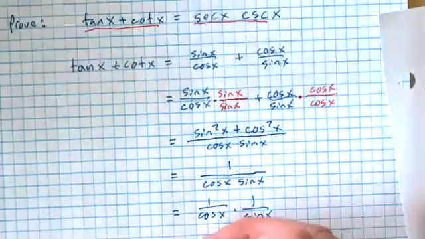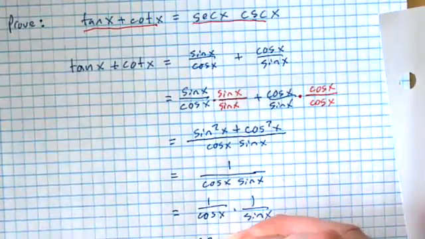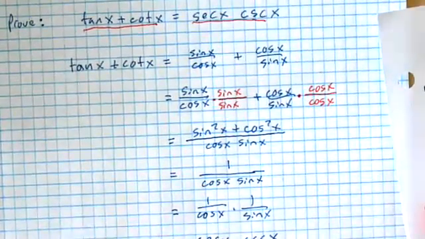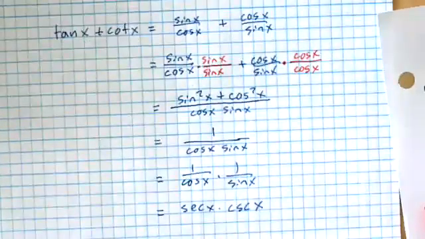Hey, all right. Secant x times cosecant x. Oh, wow, this is easy, isn't it? Answer is no, it's not. Okay.